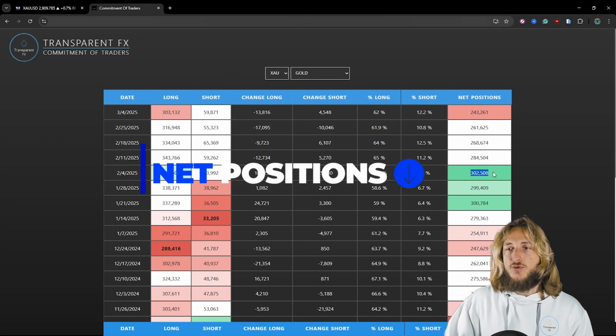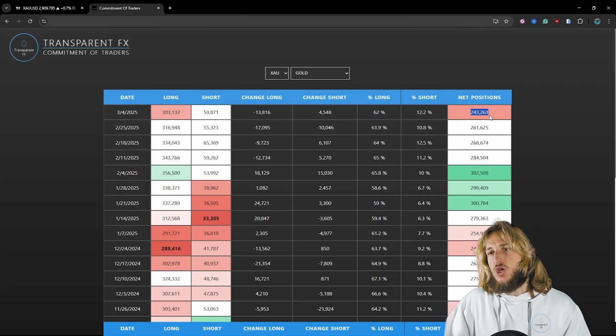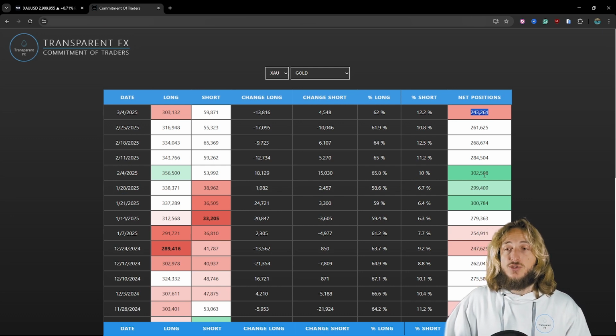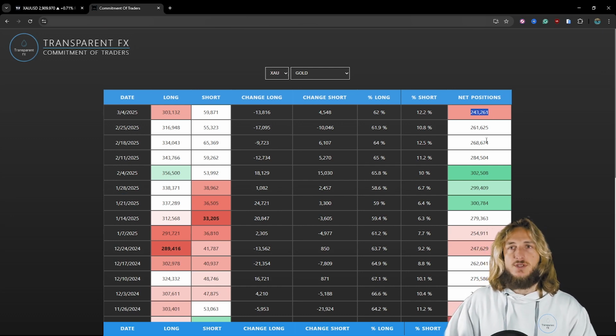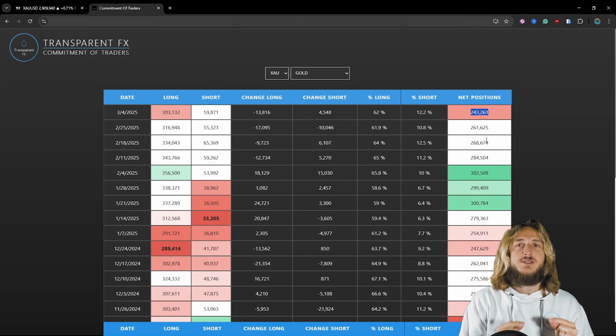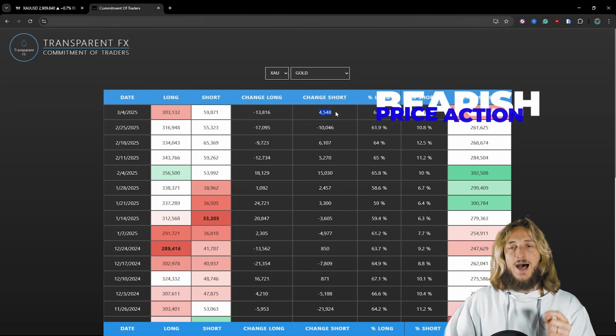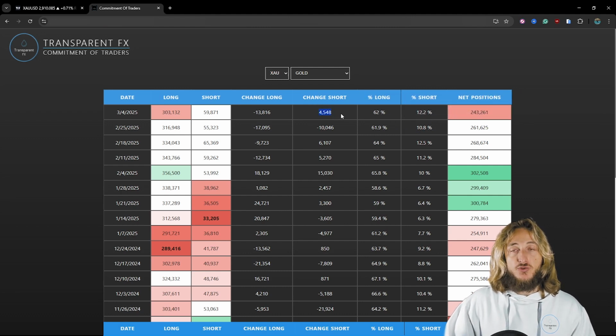We went from 302k to 243k net positions. So we have seen a slight decrease in net positions. What this shows is that in the very short term, institutions seem to be moving back to the bearish side for gold, adding 4,500 shorts with the last report and closing 13,800 longs.